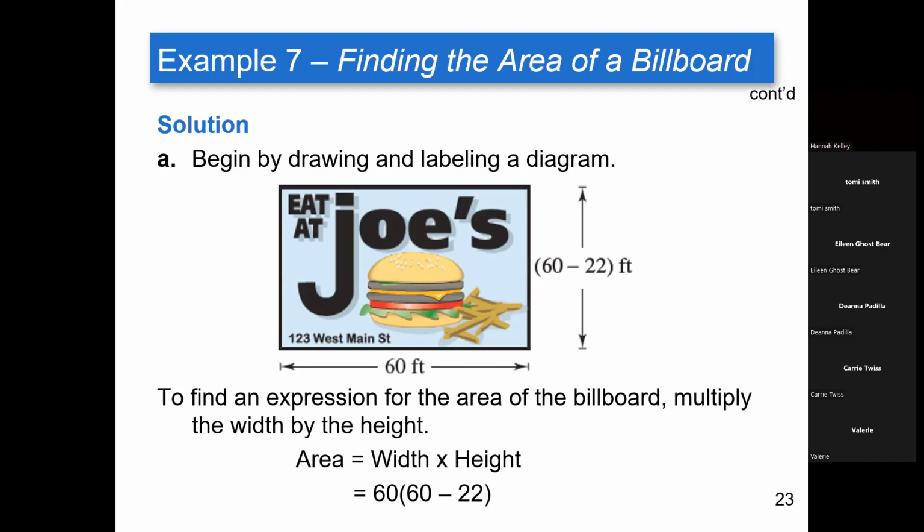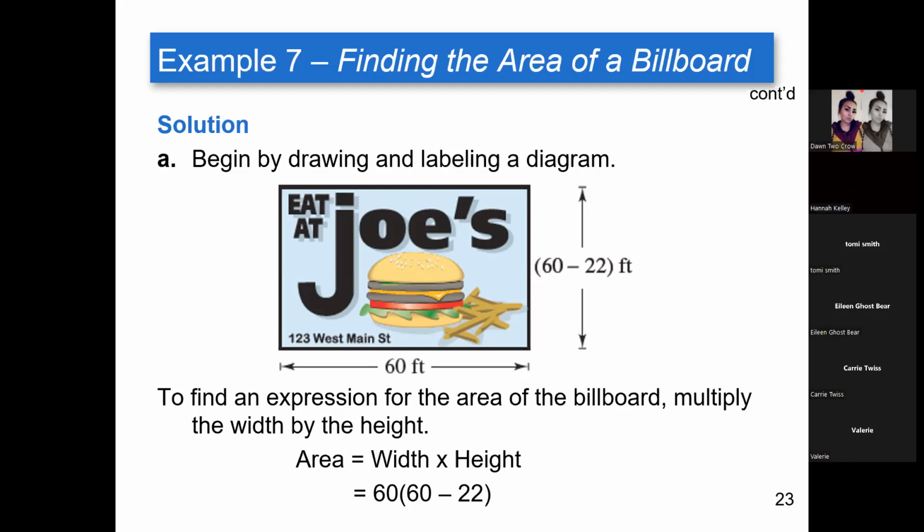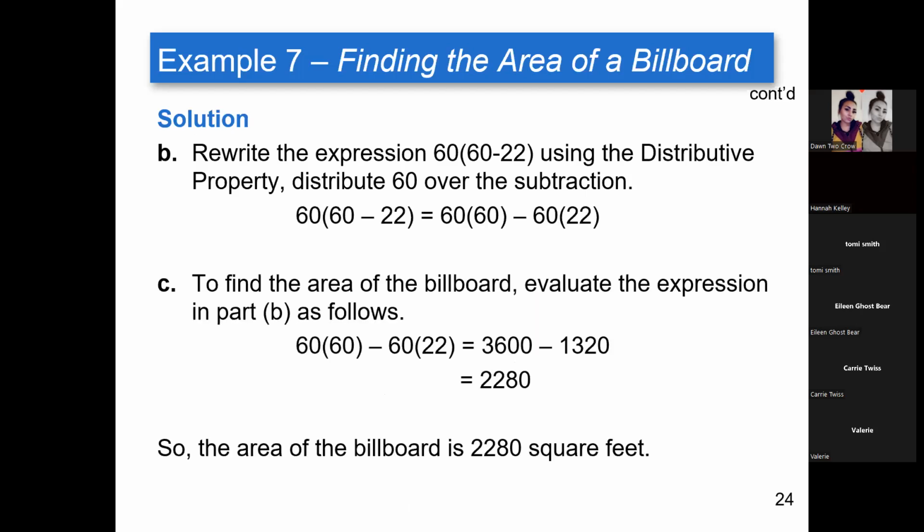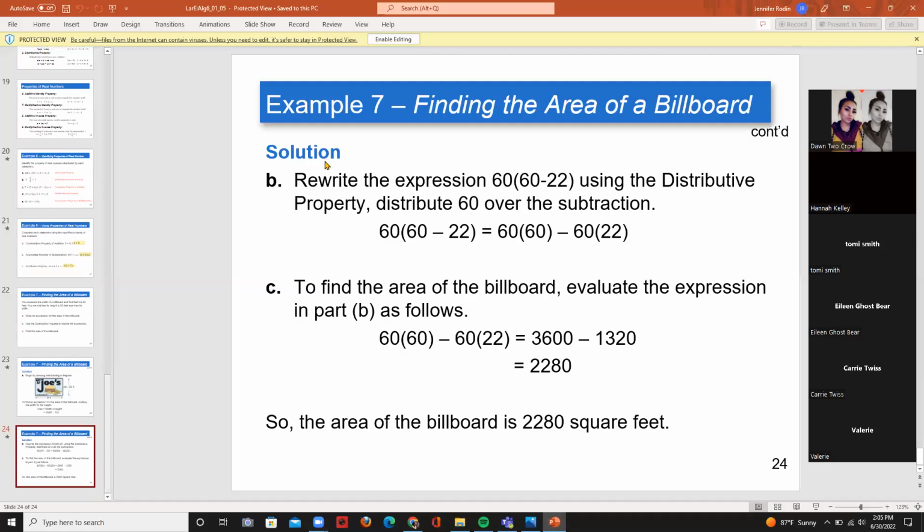So they kept it in that form, 60 minus 22. I didn't see the point because we're not using variables yet. They made it look harder. So the area is 2,280 square feet. All done, my wonderful students. Stop the screen share.